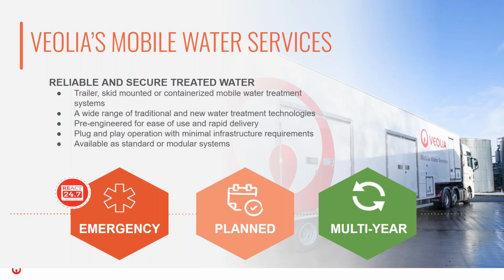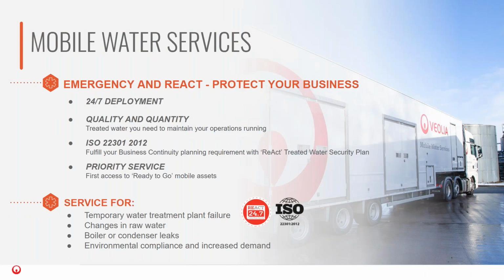Veolia applies 3 basic categories for mobile service applications: emergency, planned, or multi-year. In the case of emergency situations, Veolia can and will respond quickly, depending, of course, on the site location, equipment availability, and timing requirements. This can always vary across our industry because of certain circumstances.